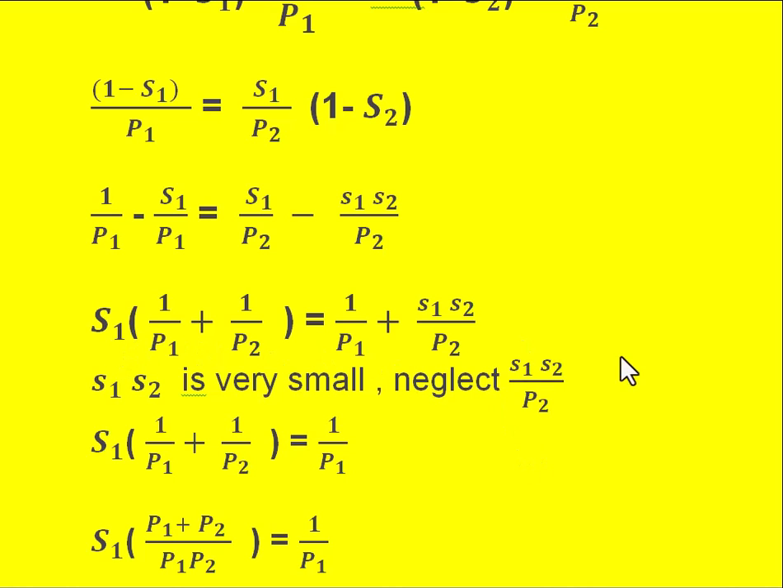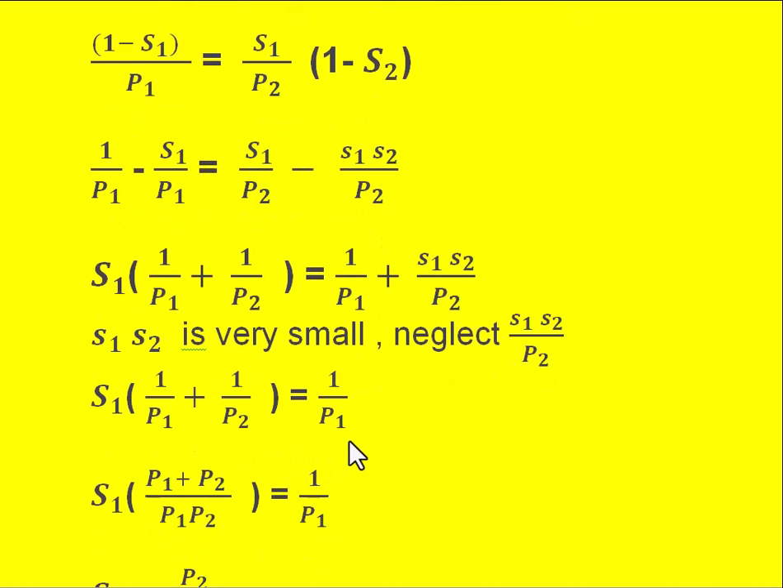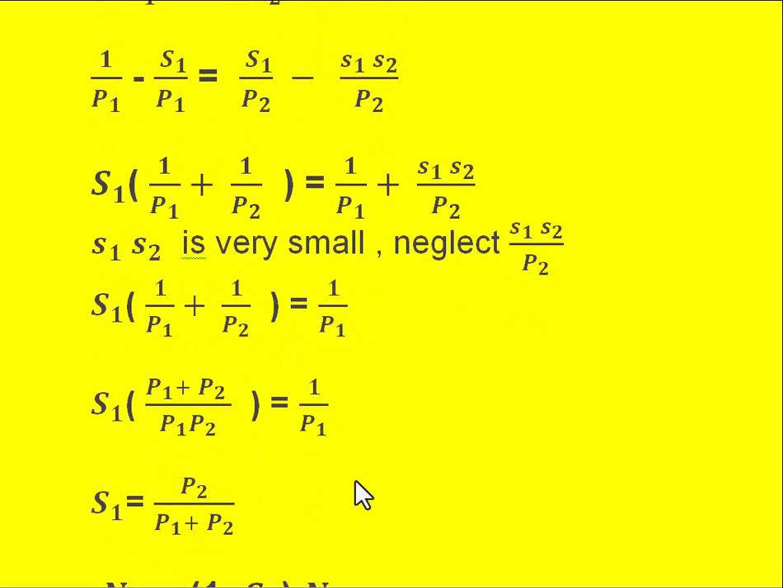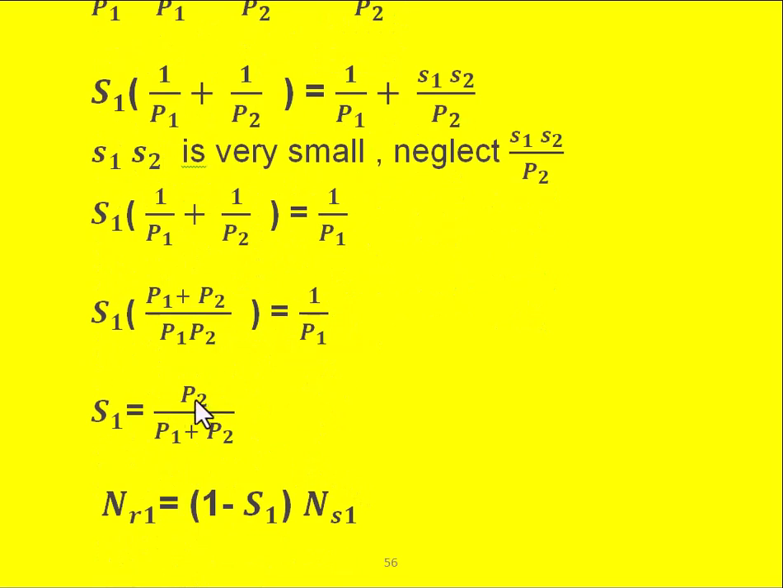Then the above equation will become: S1 into 1 by P1 plus 1 by P2 is equal to 1 by P1, and it can be further simplified like this: S1 into P1 plus P2 divided by P1 P2 is equal to 1 by P1. So from this, S1 can be written as S1 is equal to P2 divided by P1 plus P2.